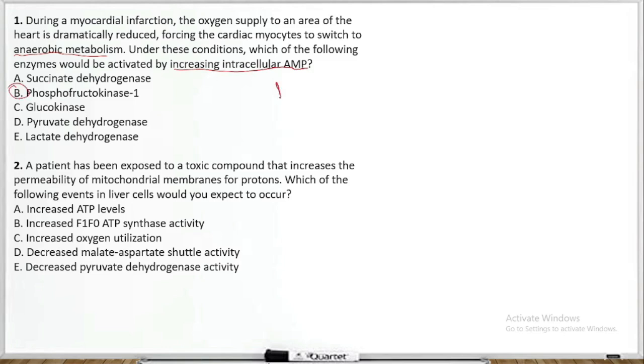We told you already that PFK1 is activated by high levels of AMP and inhibited by high levels of ATP and citrate. It is also stimulated, which overrides every other inhibition, by the presence of fructose 2,6-bisphosphate. So you can go back to our glycolysis lecture and review that.